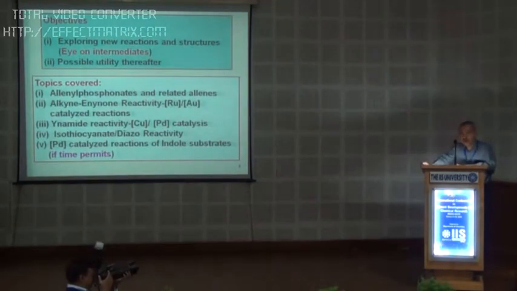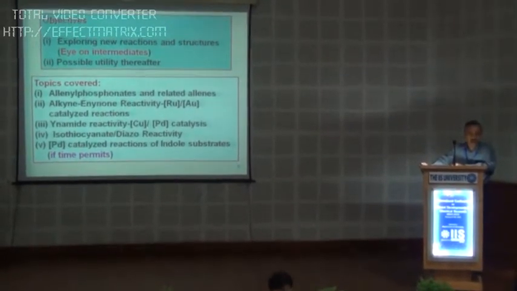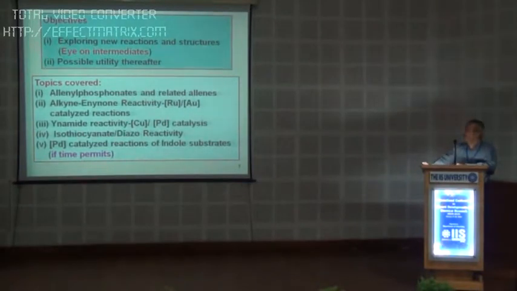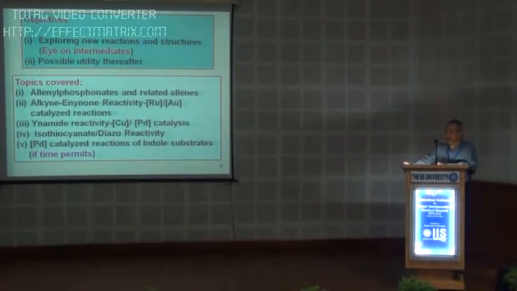Now, the objectives of my work in toto are twofold. One is the exploration of new reactions and structures with an eye on intermediates that are involved in the reactions, and then possibly their utility thereafter. The topics that I want to cover today, if time permits, are these: allenyl phosphonates and related allenes, alkyne in anion reactivity, followed by ruthenium and gold catalyzed reactions, then ynamide reactivity, and then thiocyanate and diazo reactivity. I think that I will skip the last one, palladium catalyzed reactions of indole sulfate, if time permits.